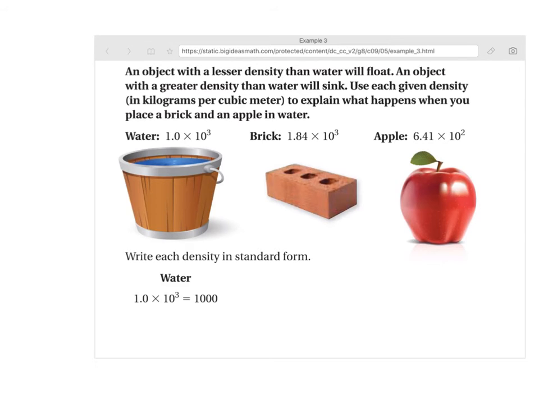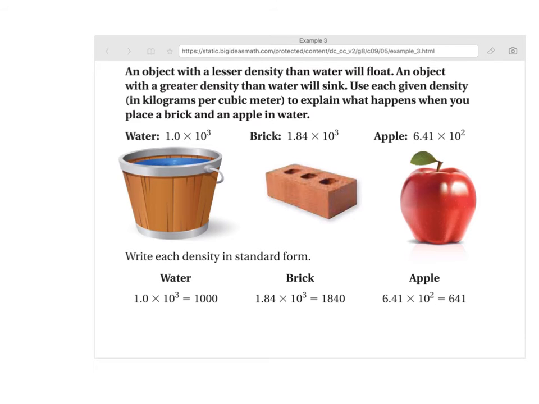So with water, you have 1.0 times 10 to the third, positive, so we're going to move it to the right, which gives you 1,000. Because you move that decimal 3 times to the right, so you have 3 zeros. With a brick, 1.84 times 10 to the third. Again, you're going to move the decimal to the right 3 times. So that gives you 184, and then you need to throw another 0 on there because you need to move the decimal 3 times. 1, 2, 3. And then the apple, 6.4 times 10 to the 2.